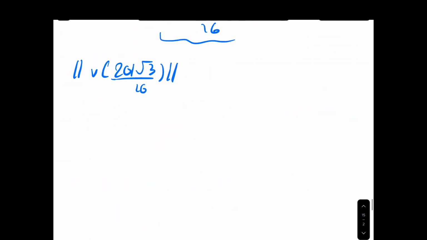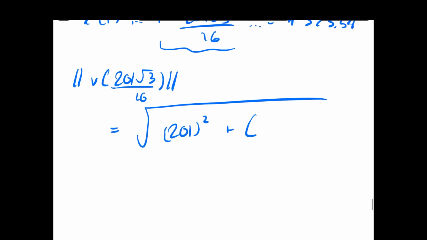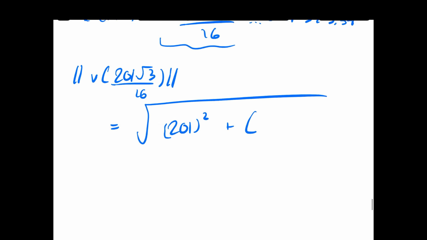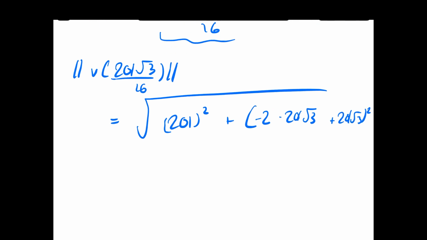So we're going to just plug t in and shove it into the norm of the vector. So in this case, we're going to do square root. The first one's just our i vector plus, when we shove t in, we're going to get negative 2 times 201 root 3 plus 201 root 3 squared. And this equals 402 on the dot. Awesome. So that is question number 8.